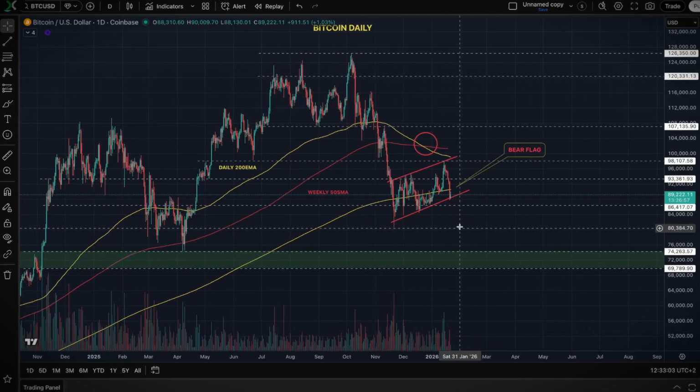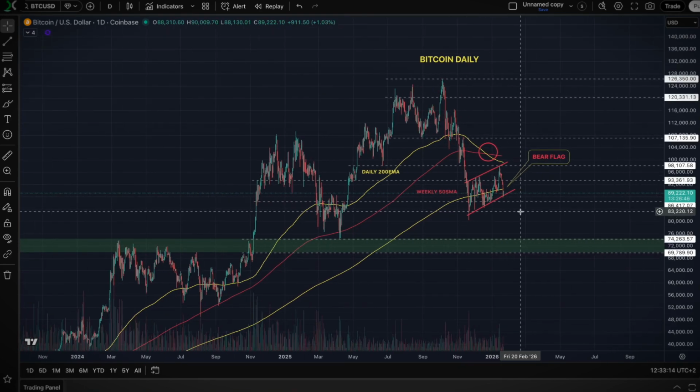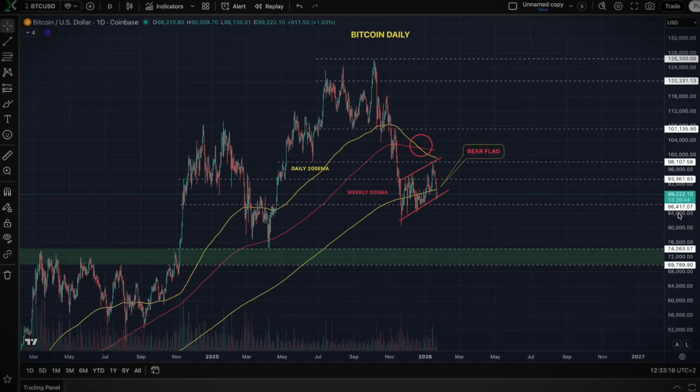So this line in the sand, this bear flag, this lower diagonal trend line, we need to pay attention to, because if we get a confirmed break below, we have to expect 74 to 69k is on the cards. But there's a quick update about the bearish scenario with Bitcoin at present.